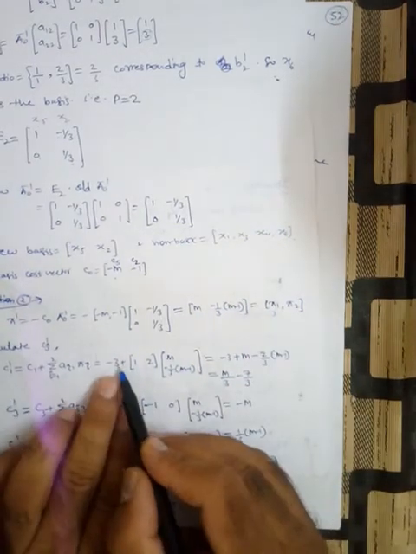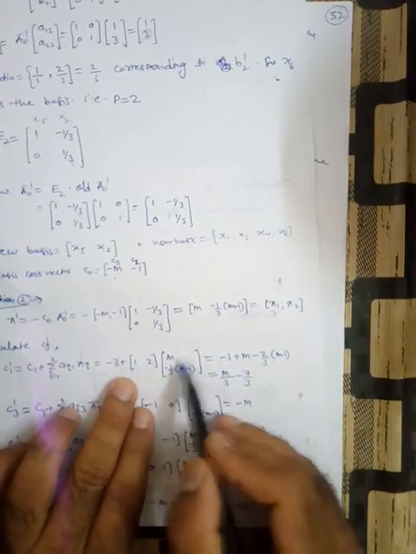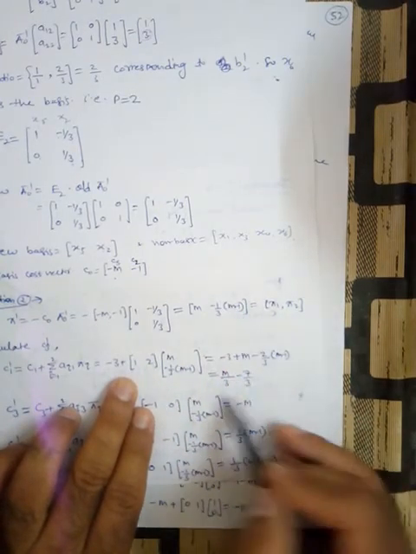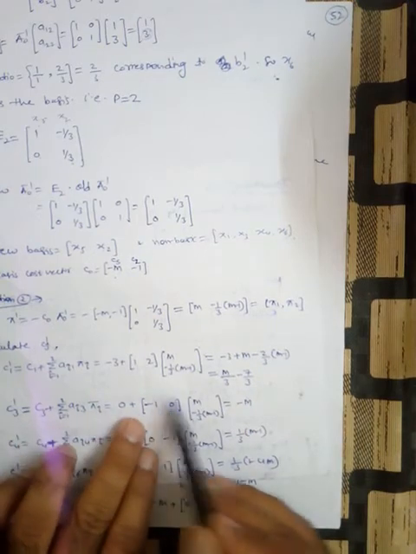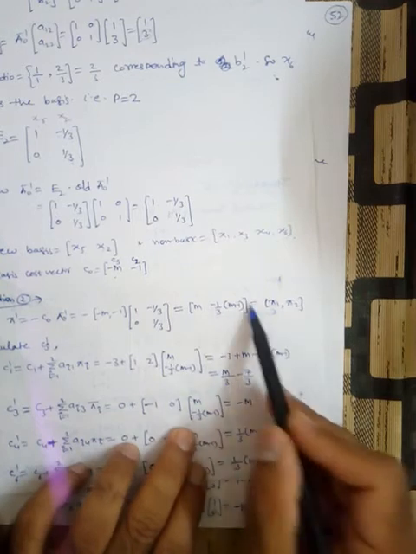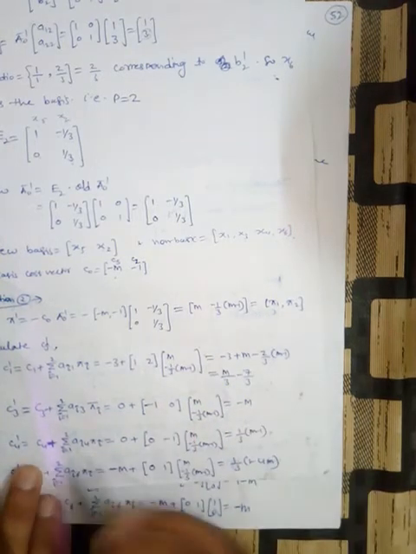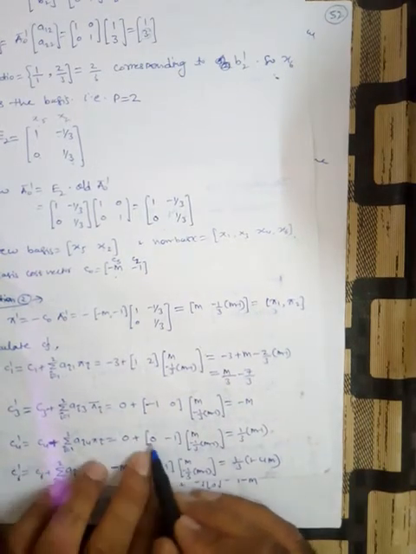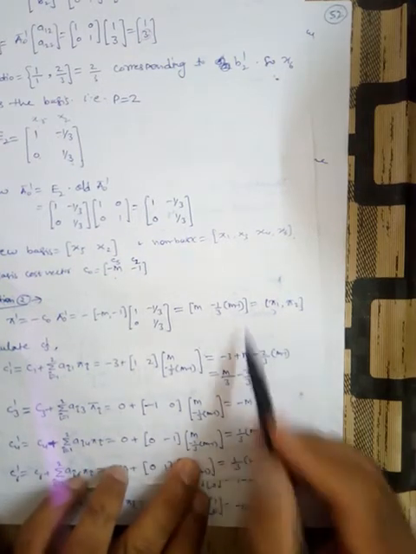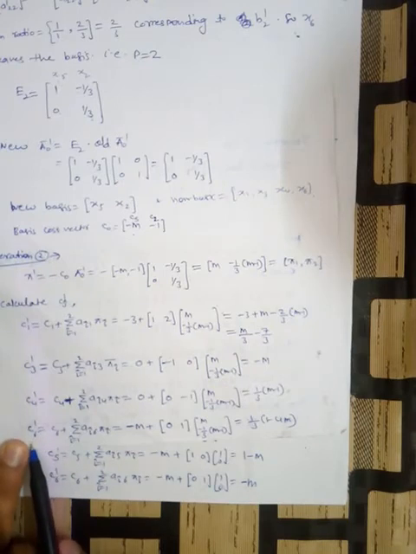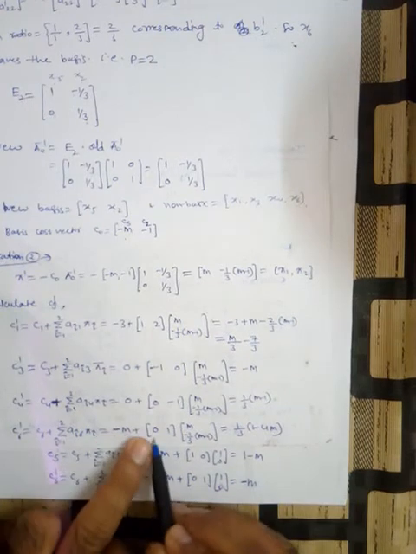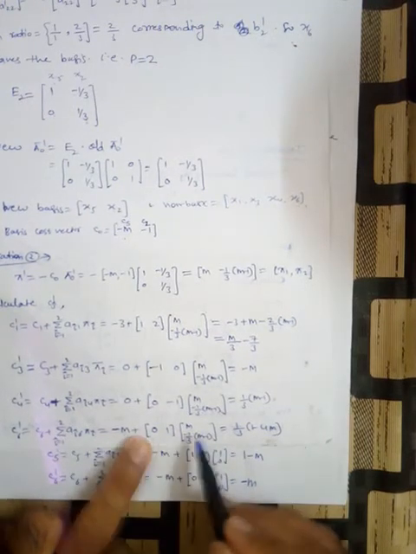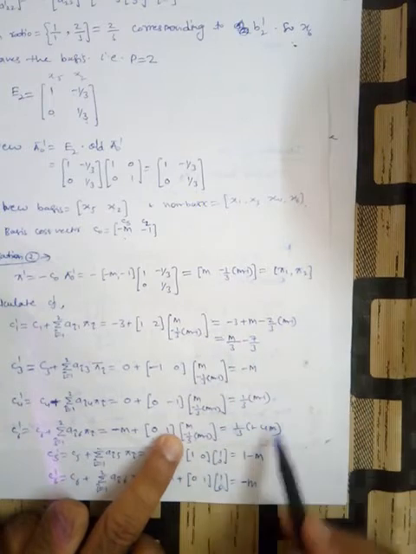So c1 dash is -3 plus first column multiplied by these pi multipliers, so we get this value. Similarly c3 dash is c3, which is 0, plus the third column from A and the pi multipliers, so we get -m. Similarly c4 dash is 0 plus the fourth column multiplied by these pi multipliers, so we get this value. And now the last, c6 dash. C6 dash is c6, which is -m, plus the sixth column from A multiplied by these pi multipliers, so we get this quantity.